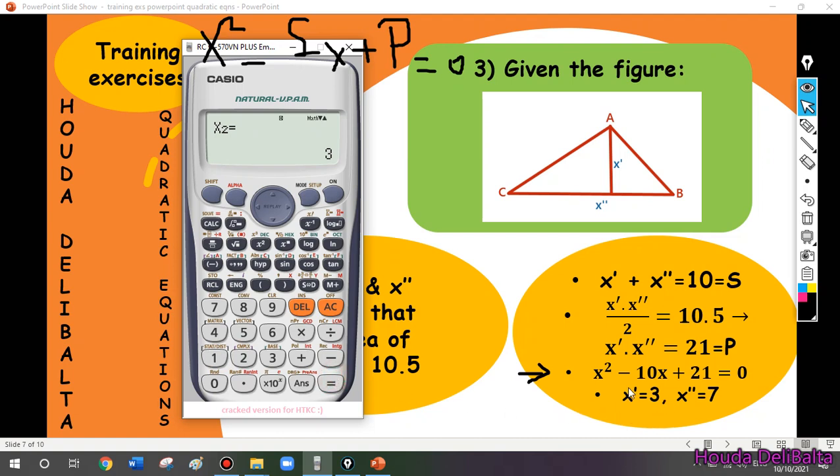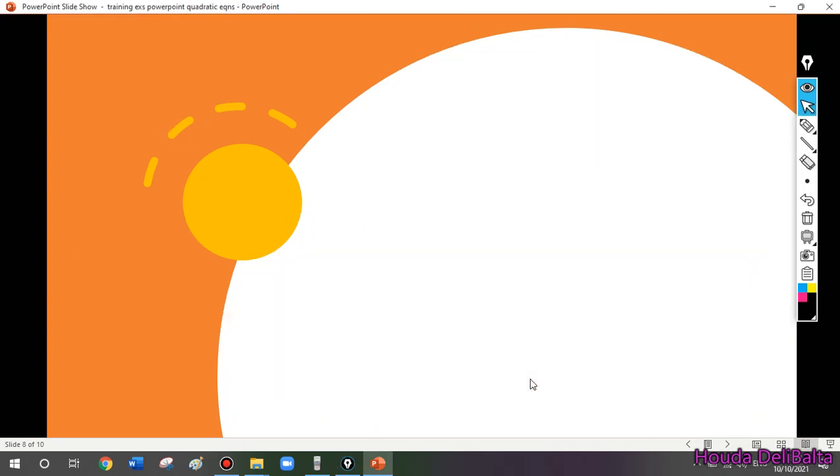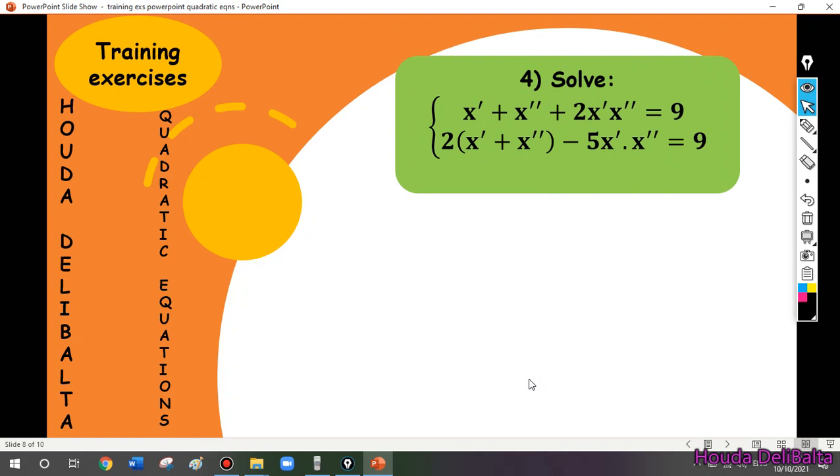So I named the smaller one x prime because according to the figure the smaller one is x prime, which is 3, and the larger one, which is BC, which is x double prime, is 7 according to my figure. So that's according to that exercise. All I have to do is to benefit from S and P, the sum and the product, to form a quadratic equation using the rule of x squared minus sx plus p is 0, and then to solve it using the calculator. Now let's see what we have in this training exercise number 4.